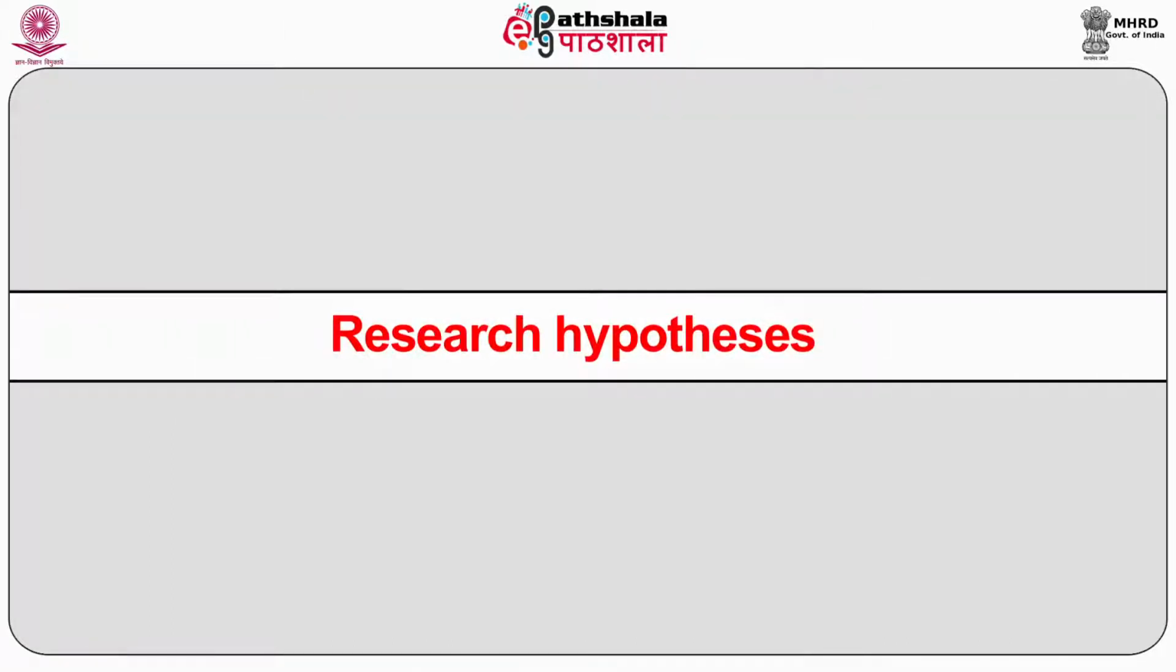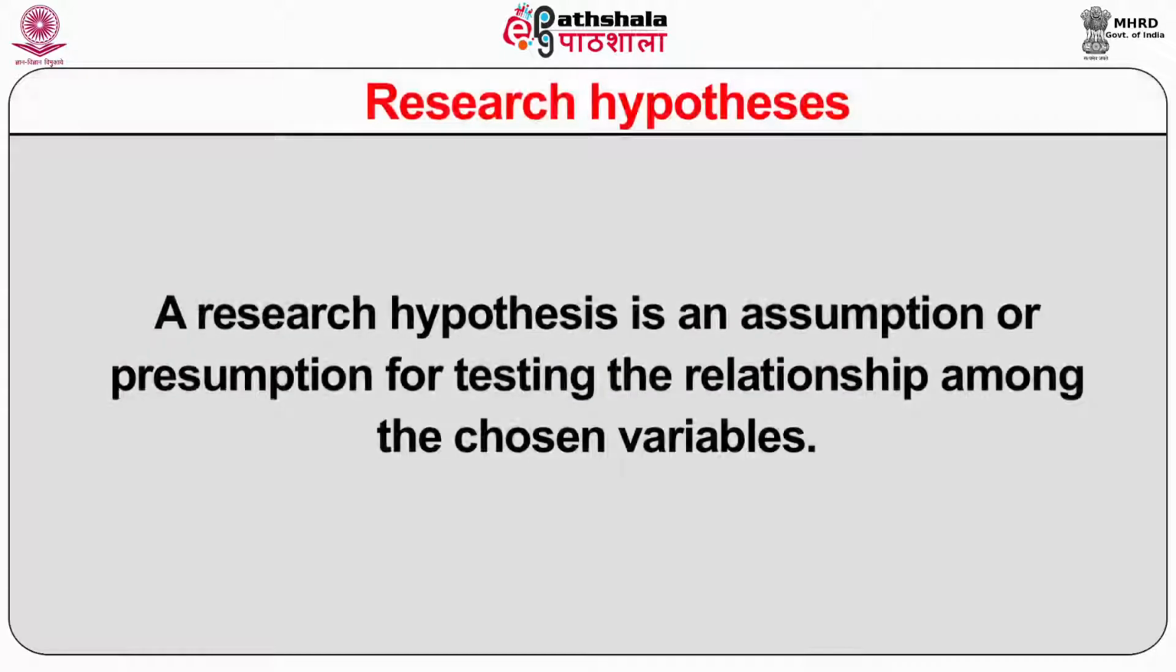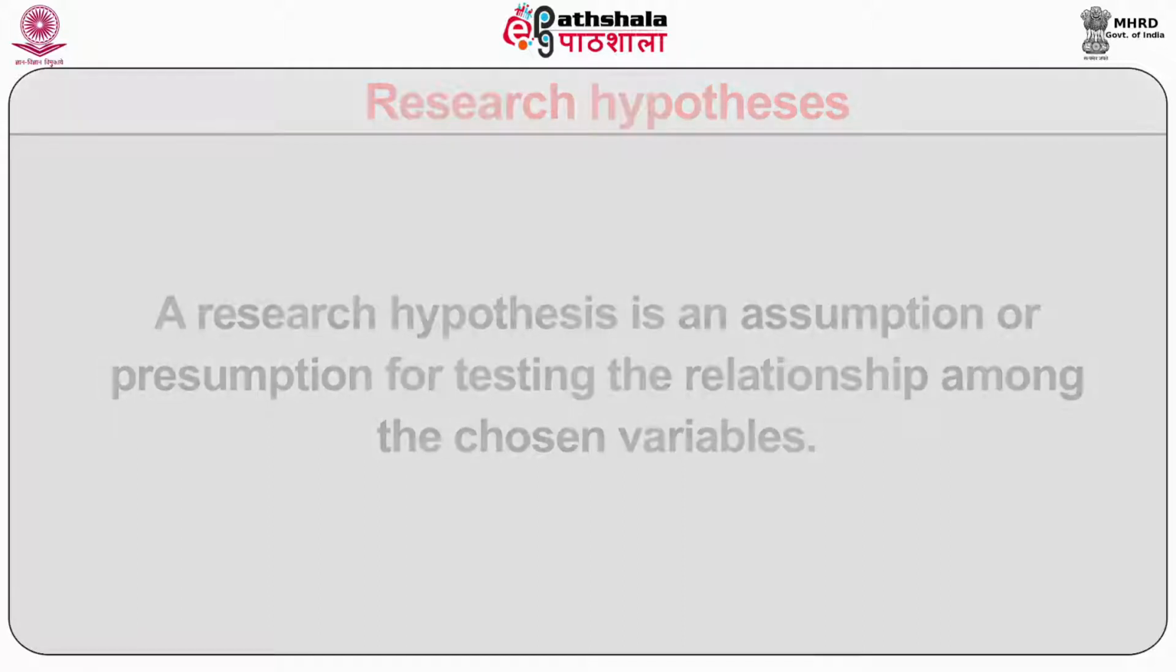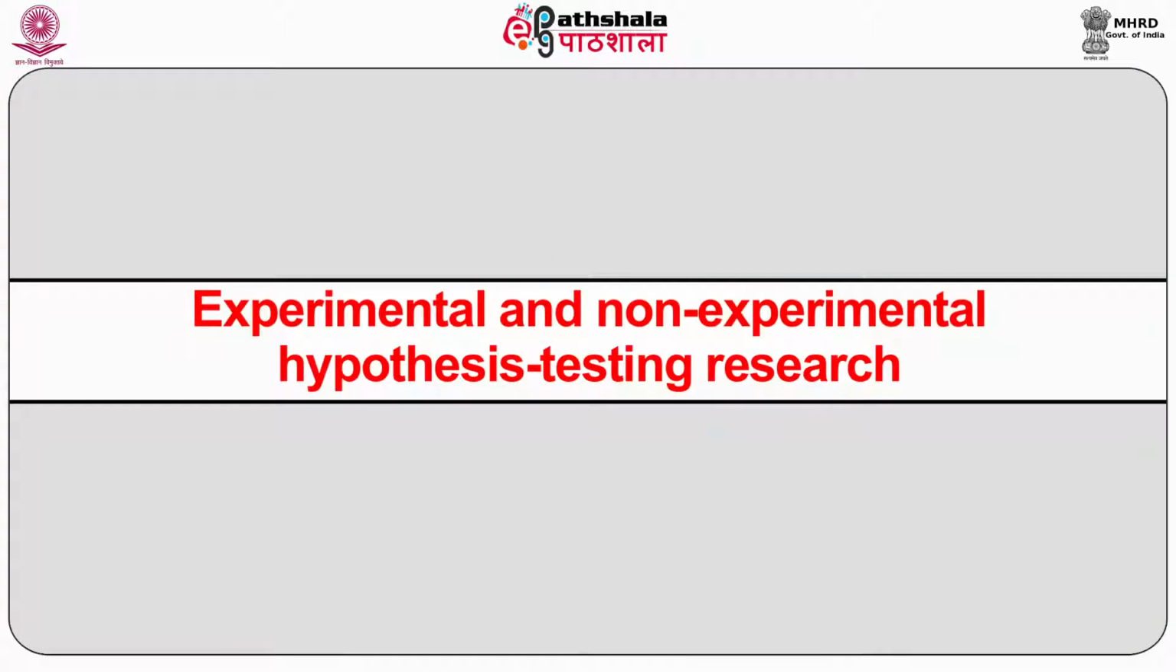The next concept is research hypothesis. A research hypothesis is an assumption or a presumption for testing the relationship among the chosen variables. Research hypotheses are actually predictive statements that try to establish a relation between the independent variable and the dependent variable. This presumed relationship is then put to test to check if it holds true or not through some statistical means.